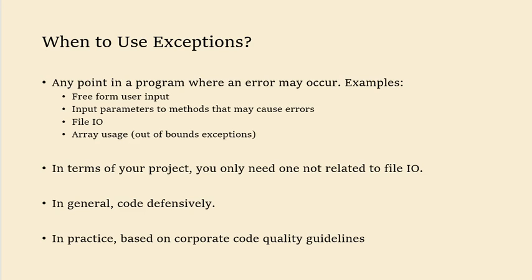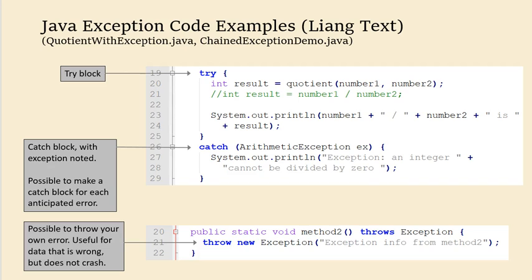In general, though, you want to code as defensively as possible. So if you're really creating high-quality, robust code, secure code, you're going to put in a lot of exception handling. In practice, wherever you work, they're going to tell you what their code quality guidelines are, what their standards are, and that's going to tell you when to use exceptions.